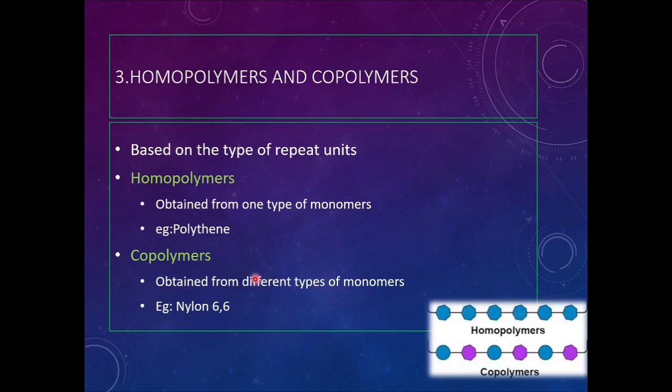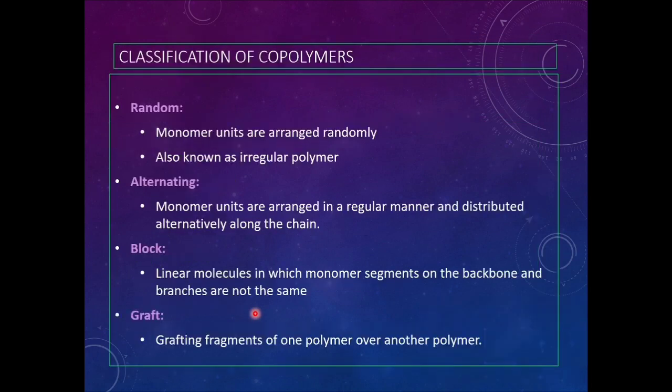Second one is copolymer, and it is obtained from different types of monomers. Here you can see different types of monomer units. When different types of monomer units combine, what do you get? You will get a copolymer. Example is nylon 6,6. Nylon 6,6 contains 2 different types of monomer units. So that's an example for a copolymer.